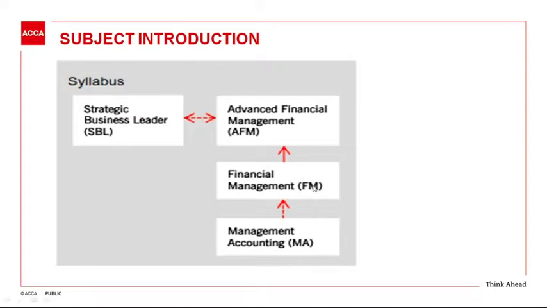And what exactly is that connection? You study a lot of things at the Strategic Business Leader paper. For example, we study various sorts of theories, and we discuss the internal analysis and external analysis. All of those analyses are applied at this AFM level in some way or the other. This is just a brief introduction about how the AFM paper is organized.